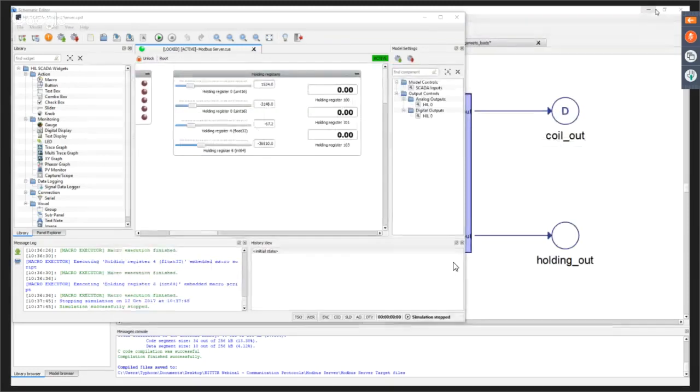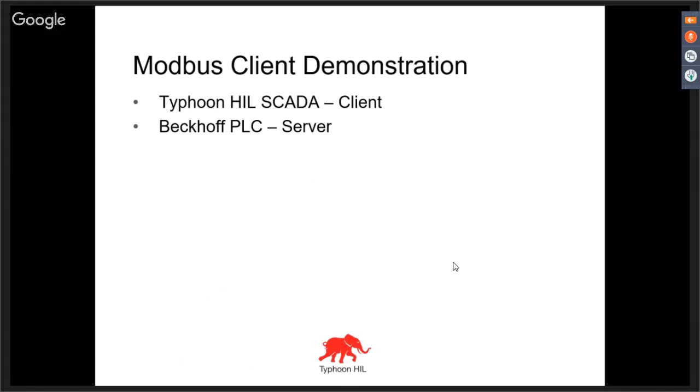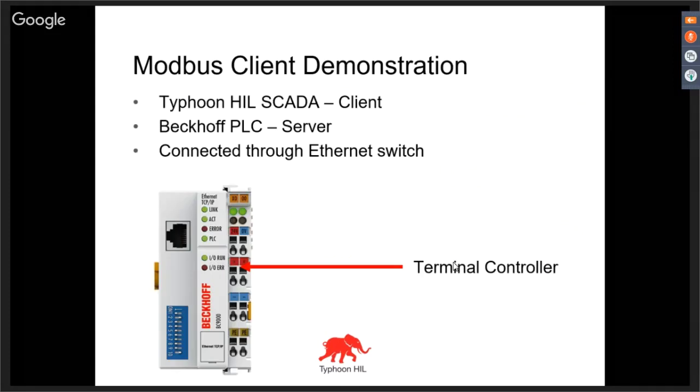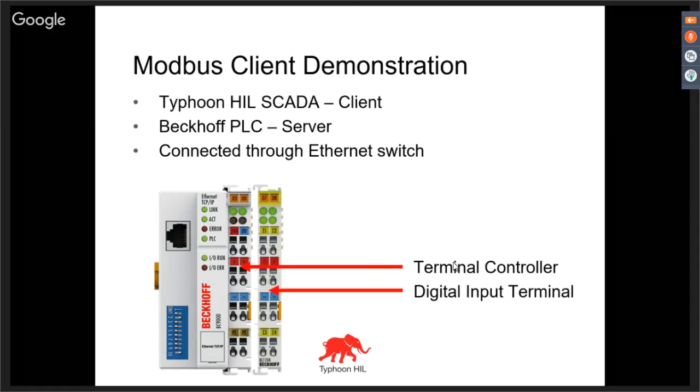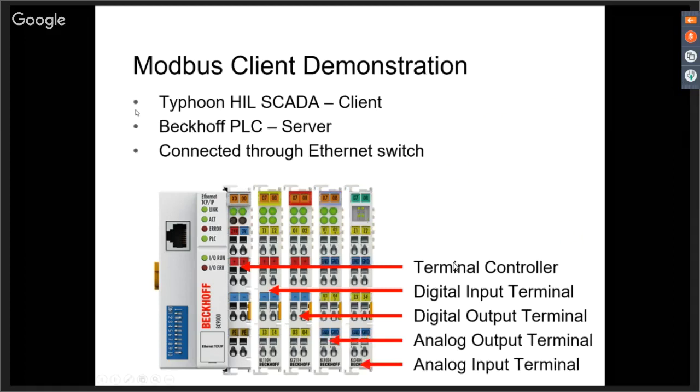Okay. Next is a Modbus Client demonstration. For this demonstration, we use Typhoon HIL SCADA as a client, and we use backup PLC as a server. They are both connected through Ethernet switch, and here we see the backup PLC. We have a terminal controller, digital input terminal, digital output terminal, analog output terminal, and analog input terminal, as you can see here on the screen.